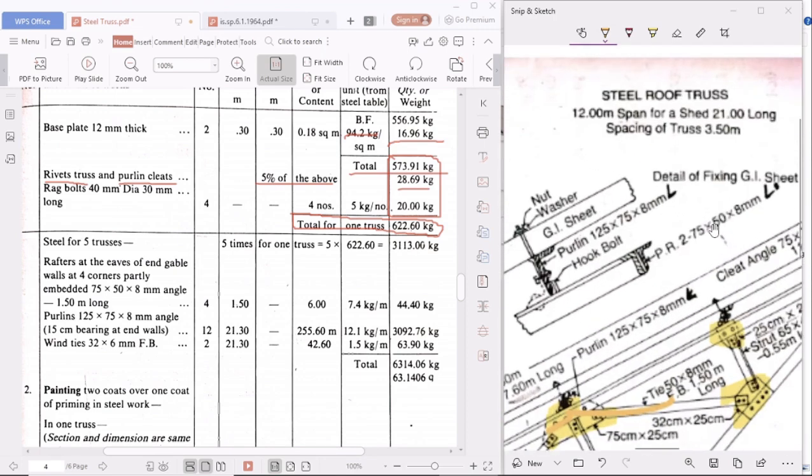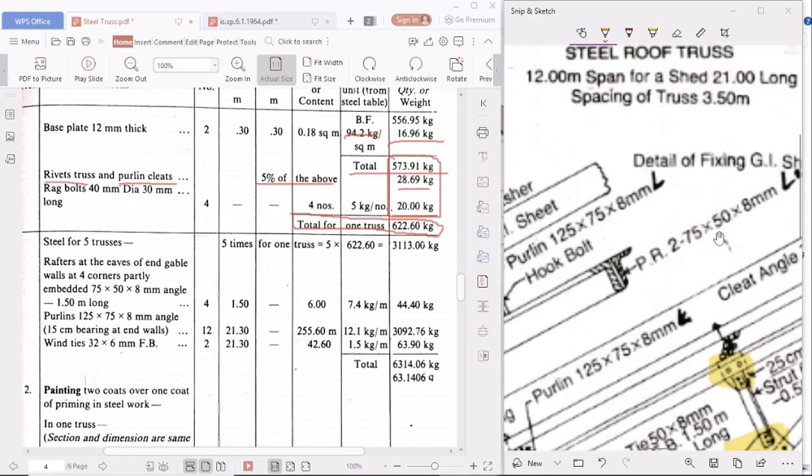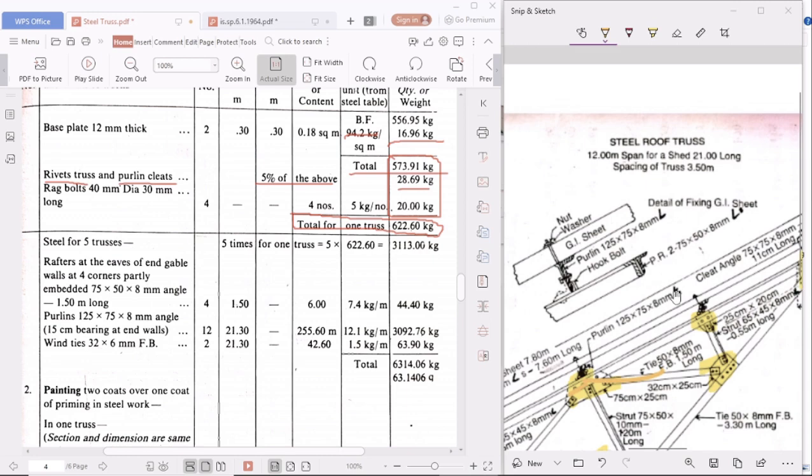So now this is 2 into 75 into 50 into 8 mm. There are two numbers, so two principal rafters. Here only two numbers means that on that side of the section another two, so 2 into 2, so 4 will be there. So 4 into 1.50 meter long, multiply, you'll get 6, multiply with the unit weight of steel 7.4 kg per meter, then you will get the total quantity.